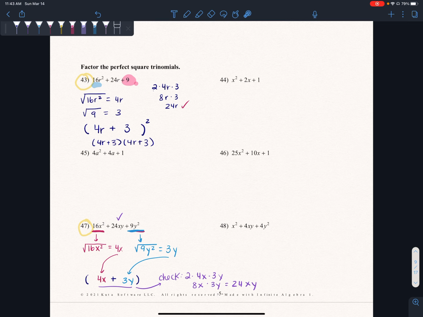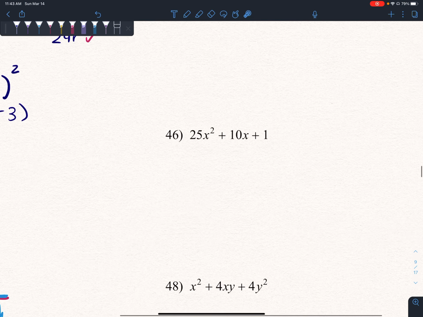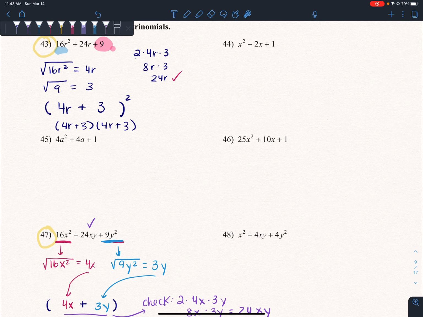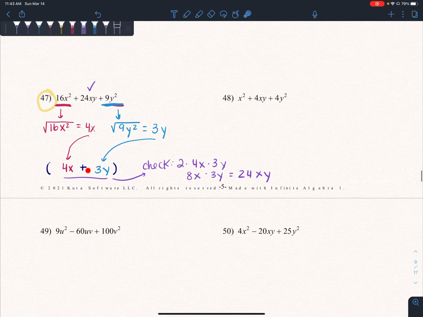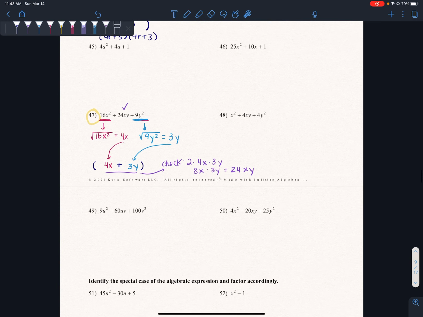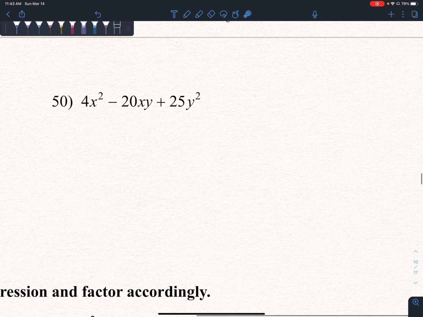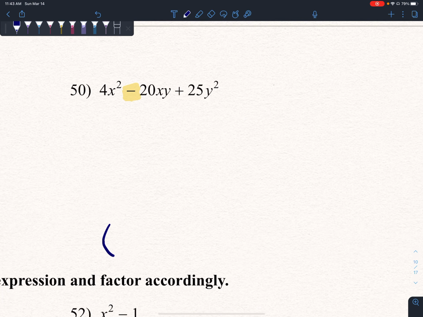The only thing that you would need to watch out for is to check if this middle term is a plus or minus. So that's going to tell you what the sign is over here. So if we actually looked at, we'll take a look at 50. So here, because you have a subtraction in the second term, you know that your binomial is going to be something minus something squared.